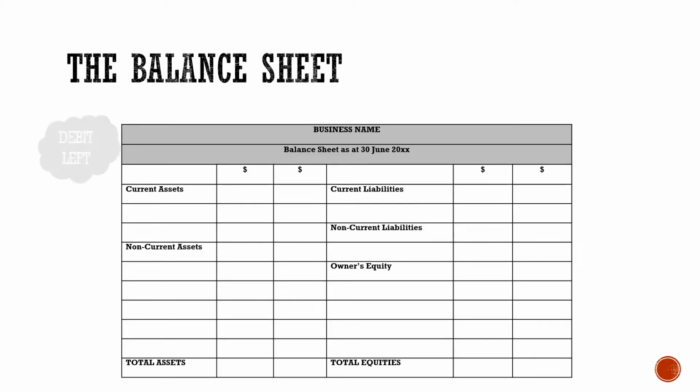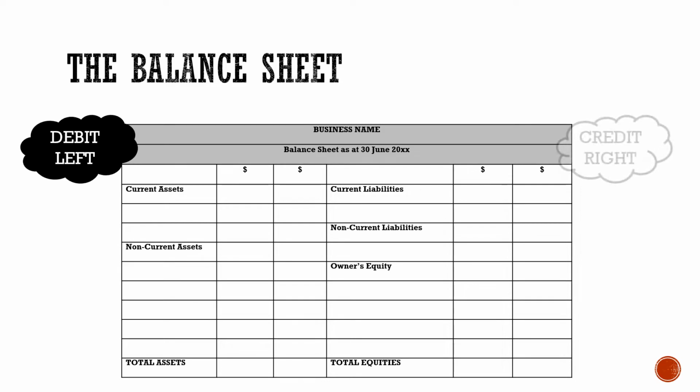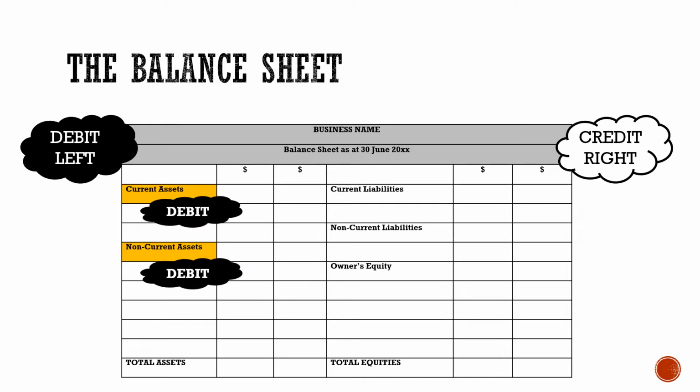Keeping in mind debits to the left and credits to the right, we'll now look at the balance sheet to establish the debit or credit nature of the accounting elements. On the left of the balance sheet, we have current assets and non-current assets. Since debits are to the left, all assets have a debit nature.